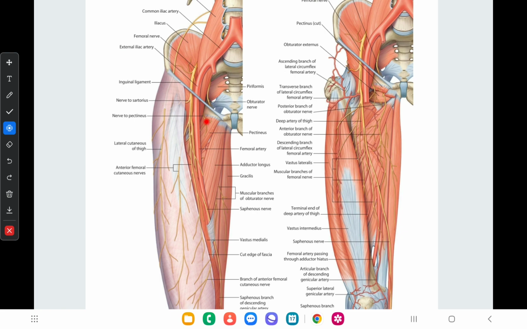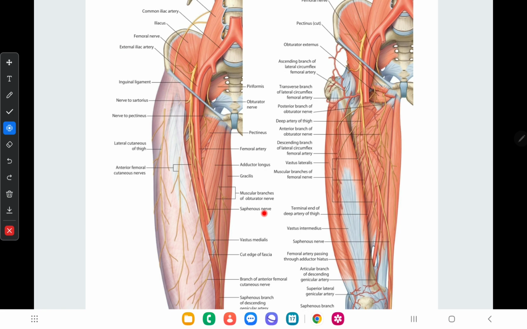When we talk about the saphenous nerve, which is the one and only cutaneous branch of the posterior division of the femoral nerve, it runs downwards and medially, crossing the femoral artery from lateral to medial side. Here you can see the saphenous nerve. When it descends, the saphenous nerve crosses the femoral artery from lateral to medial. Here you can see the femoral artery being crossed from lateral to medial by the saphenous nerve.